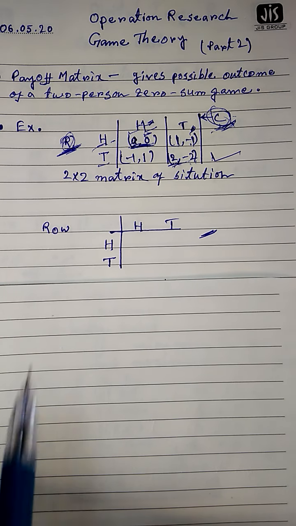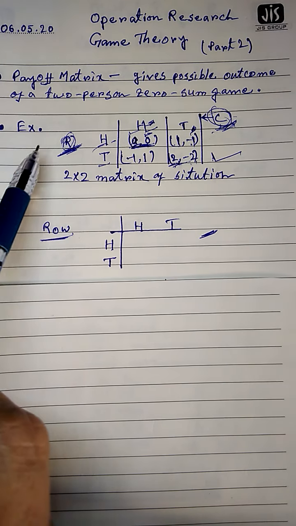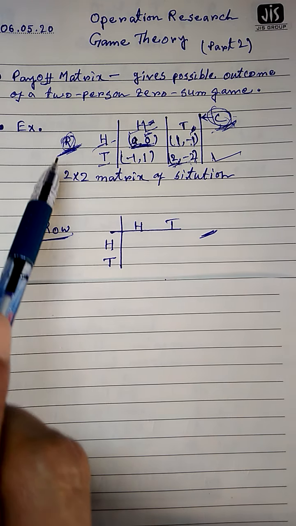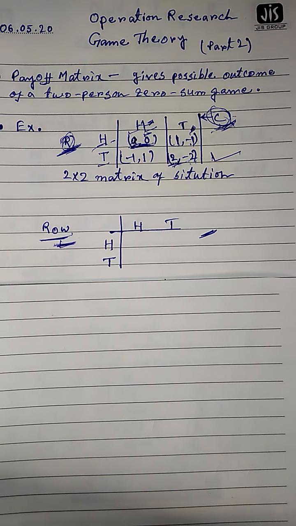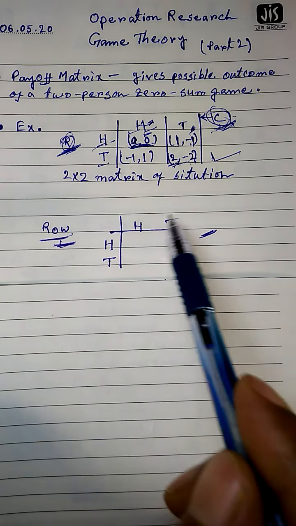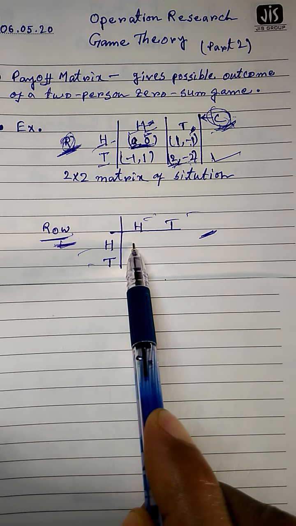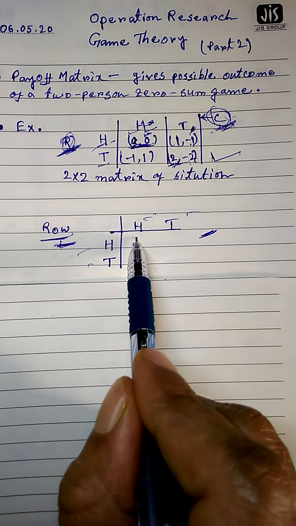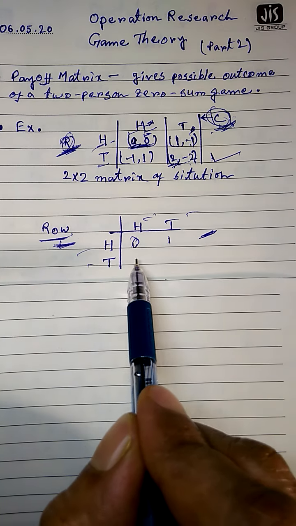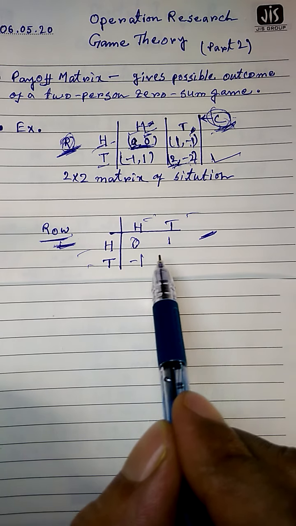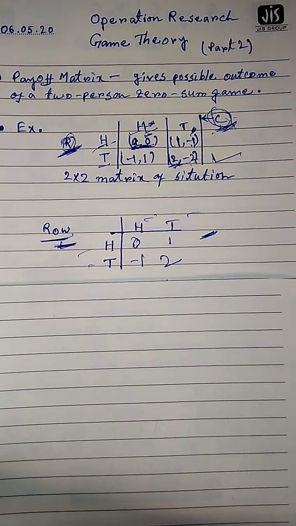In the pure matrix, the row value will be represented, that is the value for person R. His loss or gain will be represented here. For head and tail, what will be the value? Here it will be 0, that will be 1, this is minus 1 and this is 2. So basically this is the payoff matrix.